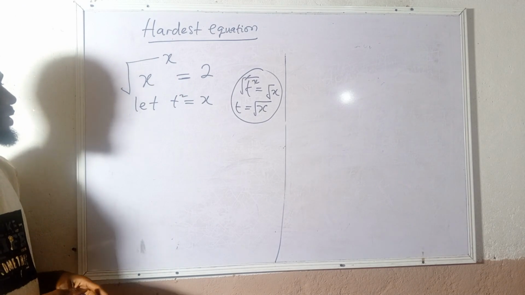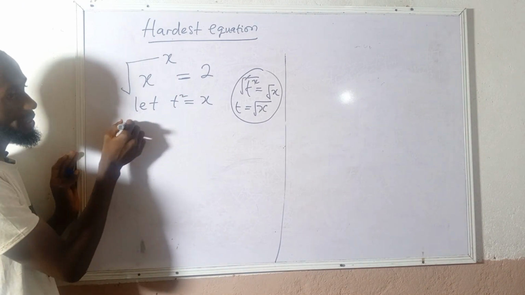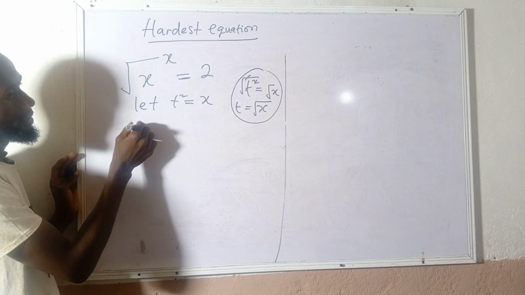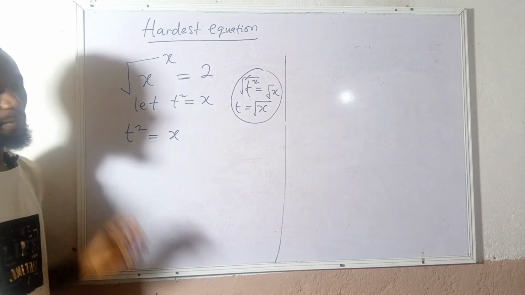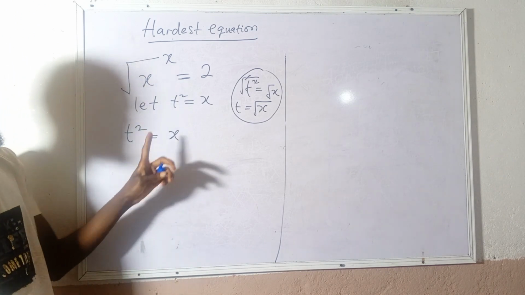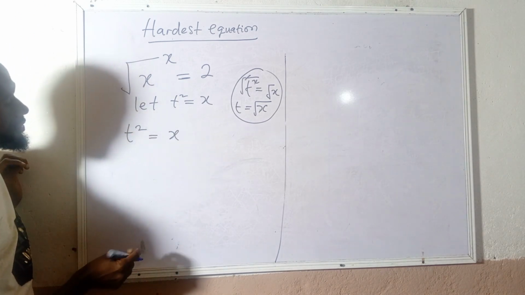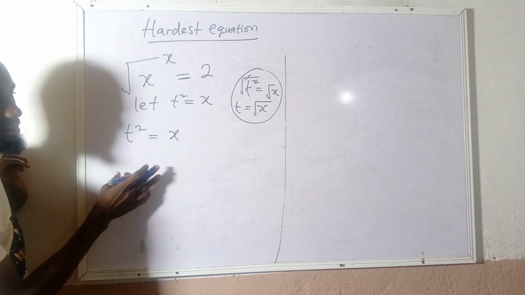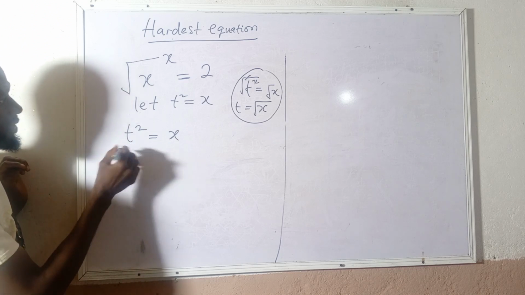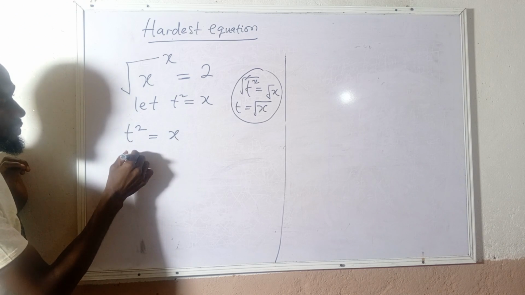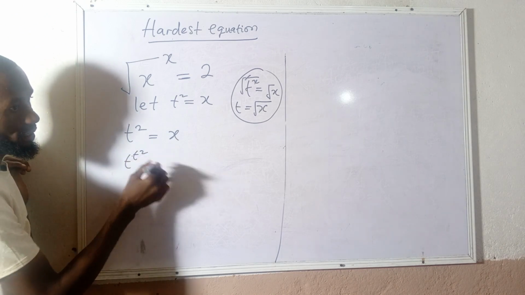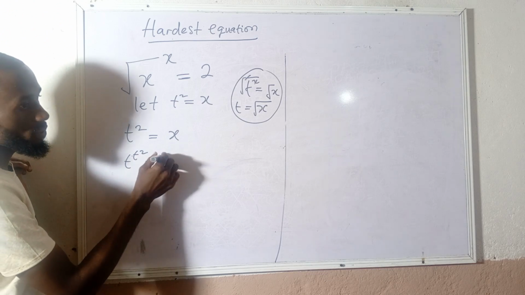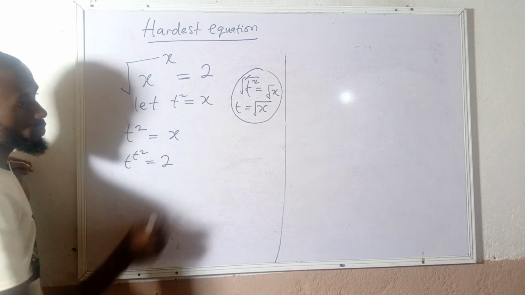Then secondly, we are going to substitute by saying here we have t squared is equal to x. Then we can substitute the value of t for x in the equation where we have t raised to the power t squared equals 2.